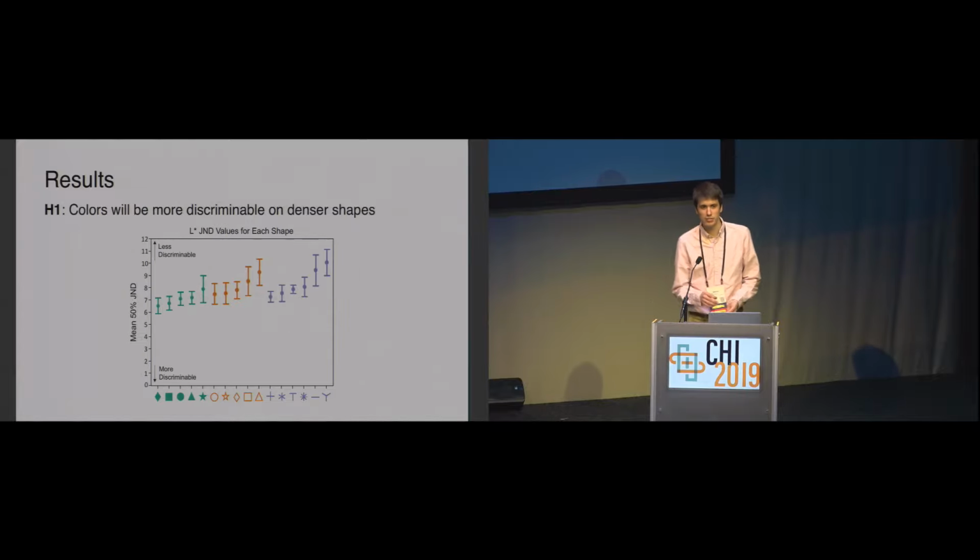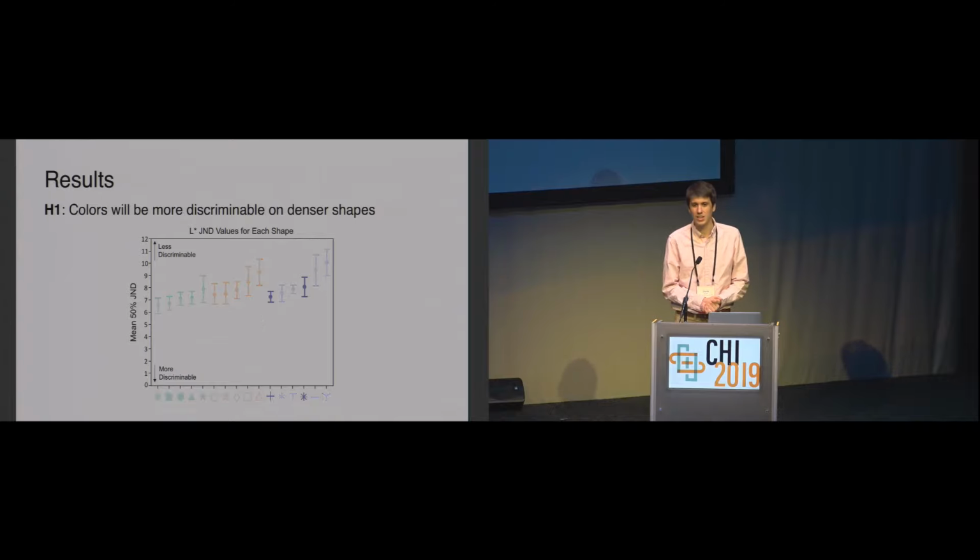And here we see the JND values averaged across all mark sizes for each of our 16 tested shapes. And our hypothesis was that denser shapes would be more discriminable. For example, the filled square should be more discriminable than the unfilled square, and that's exactly what we see. And if we look more generally at the filled shapes versus the unfilled shapes, we see that they're more discriminable, and so that supports our hypothesis.